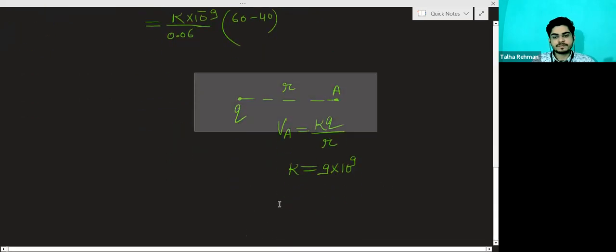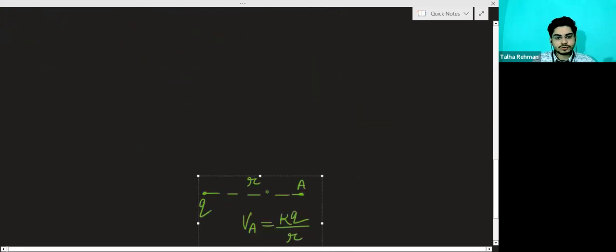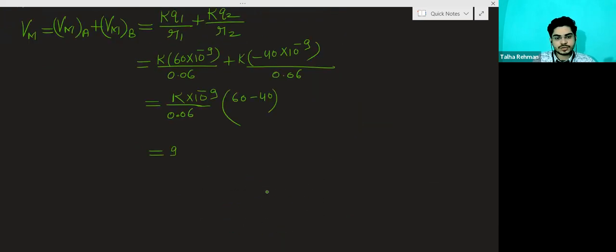Now put the value of K. I have told you K is 9 into 10 to the power 9, and here is 10 to the power minus 9. And it will be 0.06 multiplied by 20. So this and this will be cancelled out. When you remove the point, here it will be 100. So you can just cancel it out.